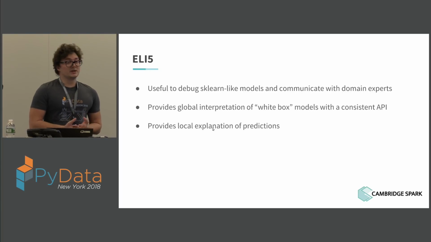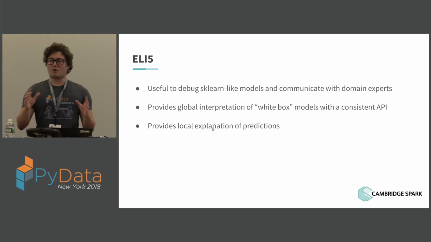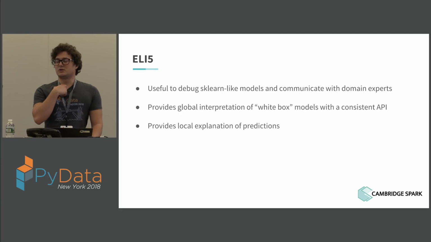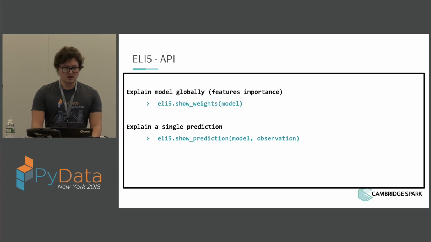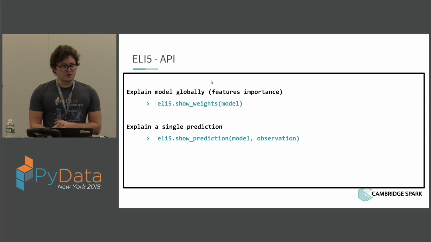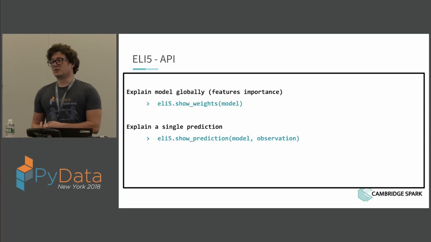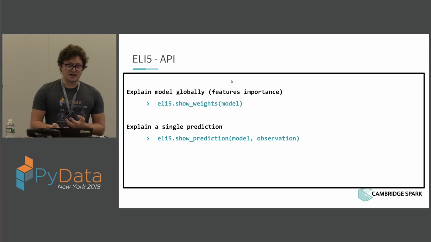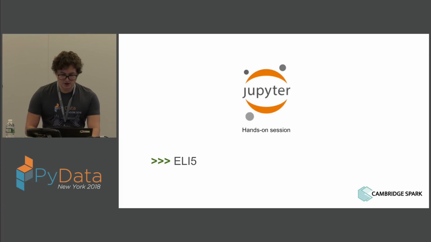It provides a global interpretation, so it tells you how your model works overall. But it can also be used to provide a local explanation: for a given prediction that your model has made, how did it make its decision? Just quickly on the API, you've got a few methods, and here we'll see only two of them in Eli5. The first one is show weights, to have the global interpretation of the model. And then you can explain a single observation with show prediction. So let's go to the notebook.